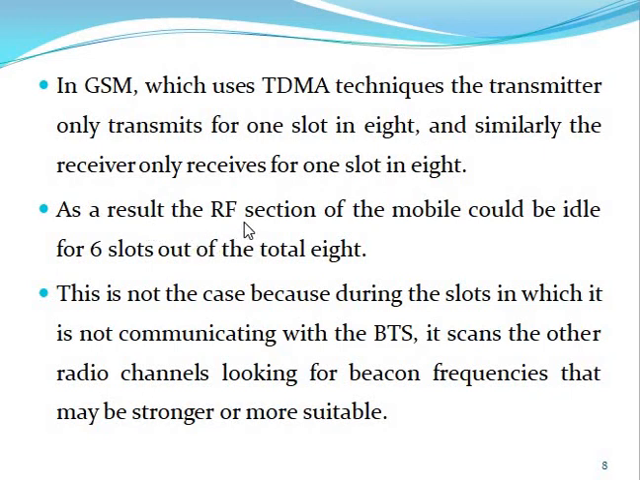As a result of the radio frequency section, the mobile could be idle for 6 slots and the total is 8. So 2 slots are reserved for the mobile network. That is not the case, because during the slot in which it does not communicate with the BTS, the mobile scans another radio channel, looking beyond the frequency to find one that is strong and suitable. So why should we reserve the 2 slots?